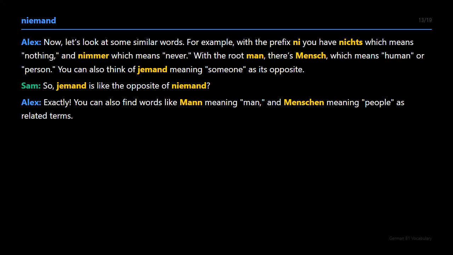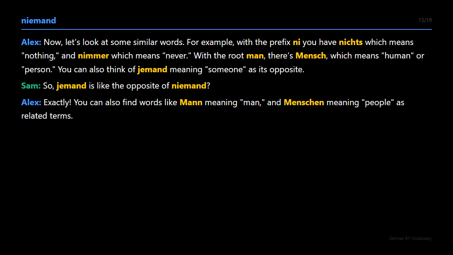You can also think of jemand, meaning someone, as its opposite. Jemand is like the opposite of niemand. Exactly. You can also find words like Mann, meaning man, and Menschen, meaning people, as related terms.